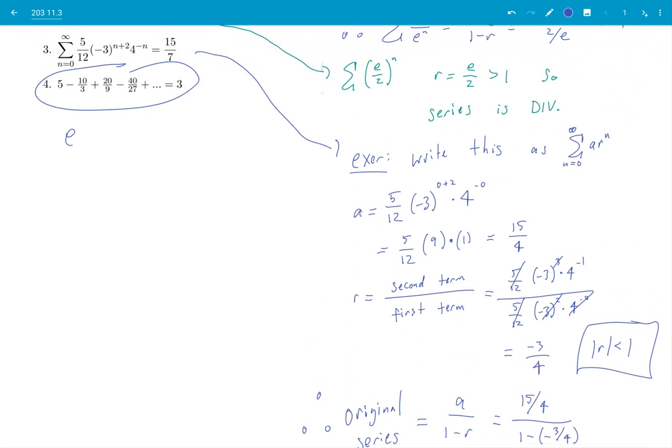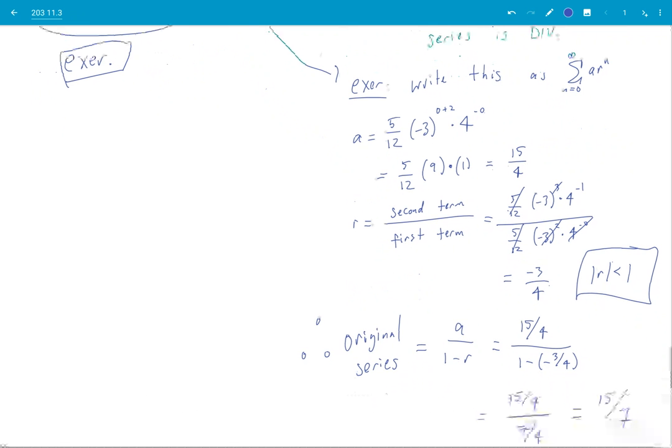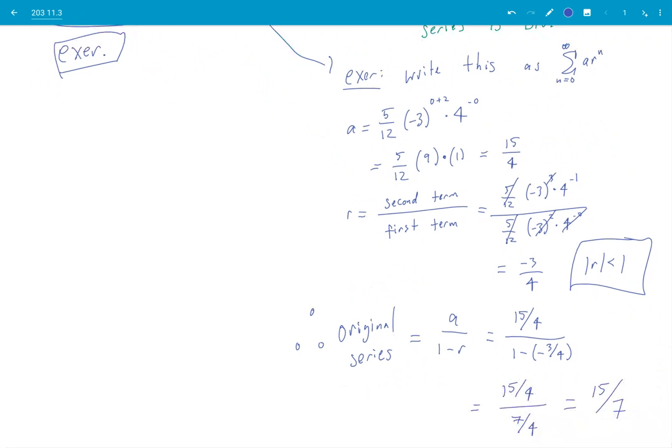Okay, for number 4 here, I leave this to you as an exercise. Try this. Here's the answer. You should get 3. So try that and ask me during class if you're stuck. So pause and copy, if you haven't done so already.